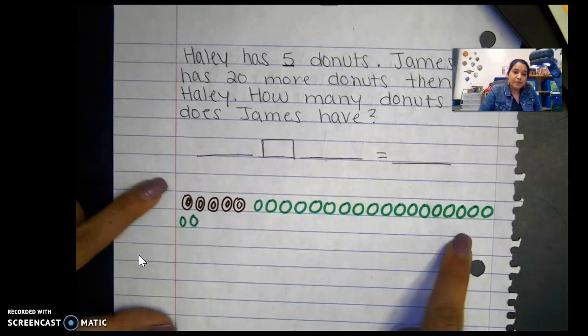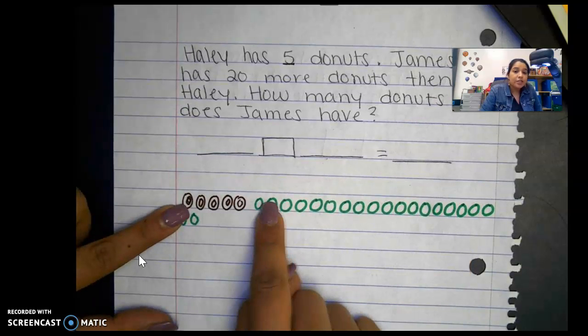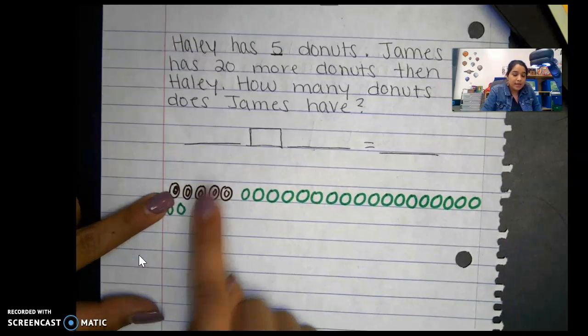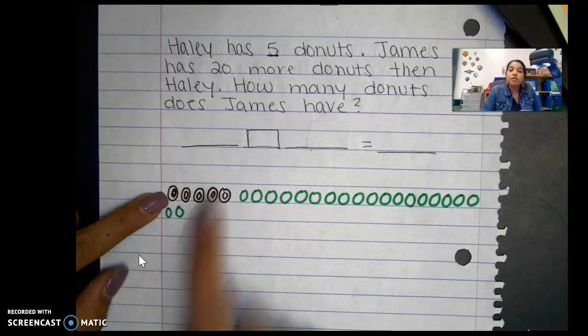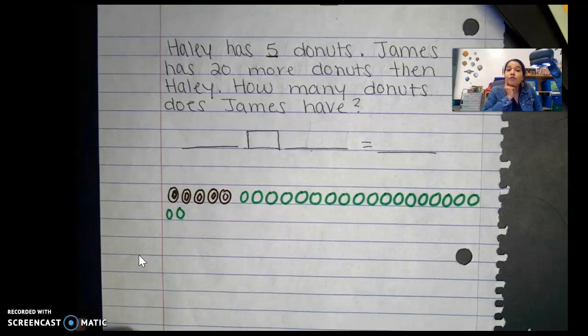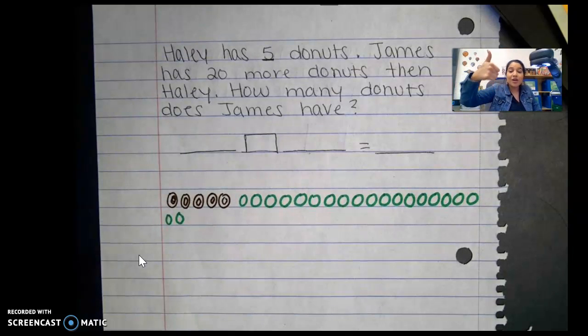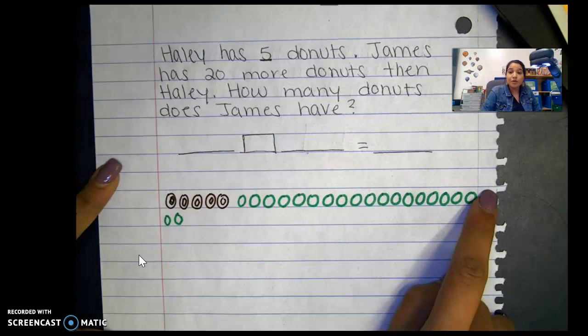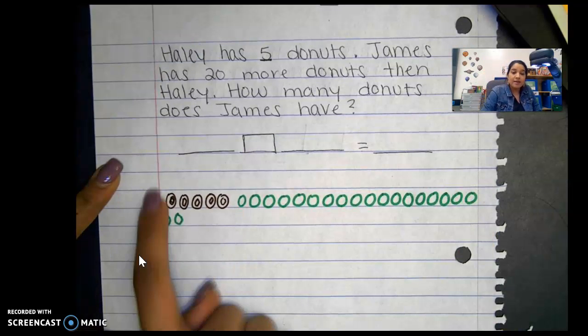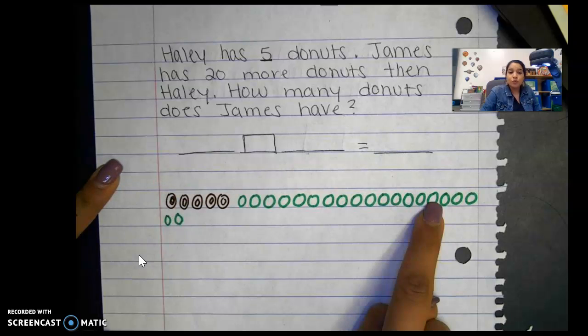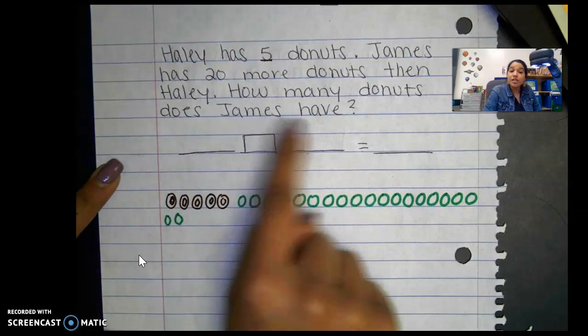So we drew our picture. Haley has 5 donuts, and James has 20 more donuts than Haley. How many donuts does James have? If James has 20 more donuts than Haley, how are we going to know how many donuts James has? Are we going to add or are we going to subtract? If you said add, that is correct. Since James has 20 more donuts than Haley, we have to add the amount that Haley has to 20 to get the amount that James has.